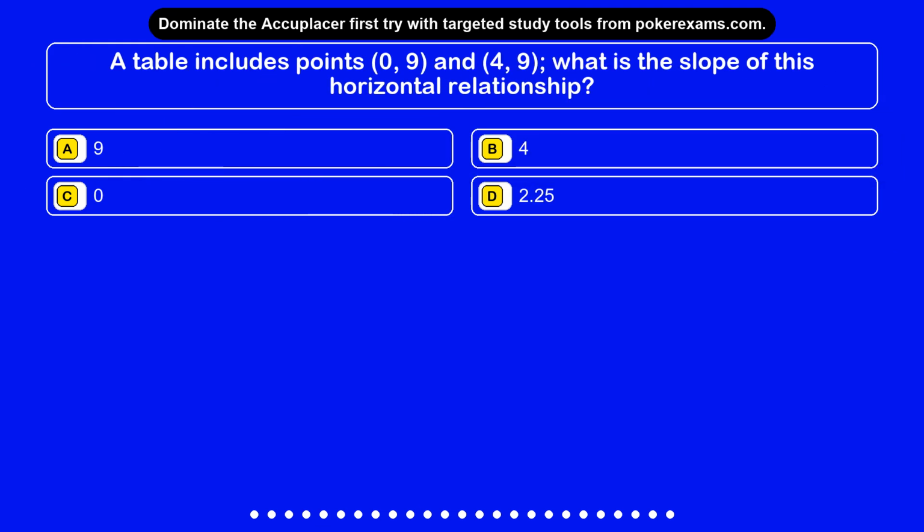Question 11. A table includes points (0, 9) and (4, 9). What is the slope of this horizontal relationship? Option A, 9. Option B, 4. Option C, 0. Option D, 2.25.